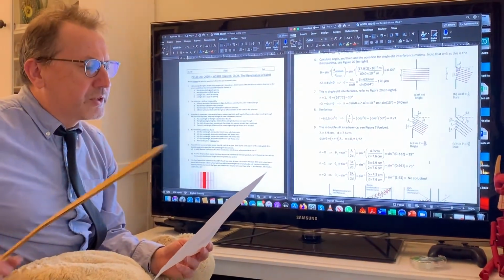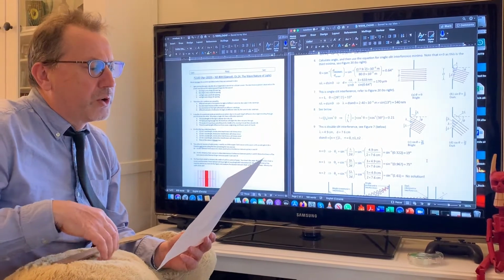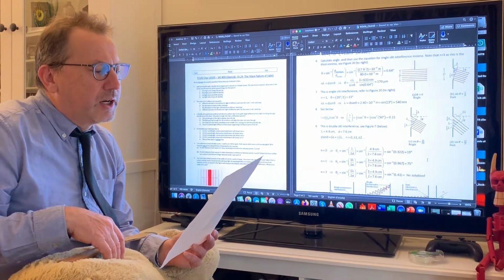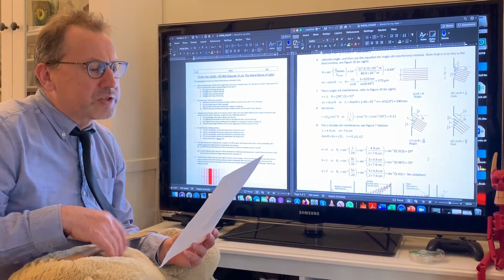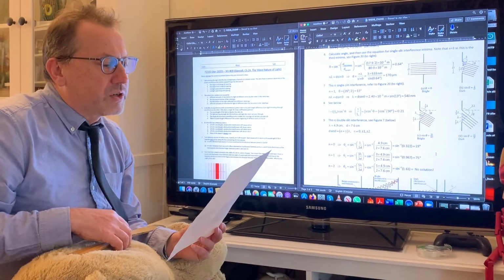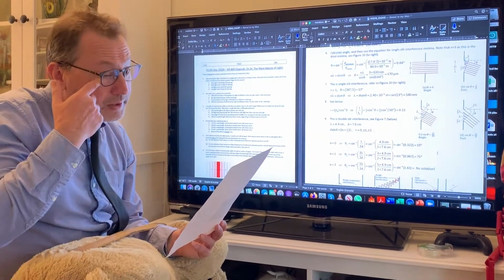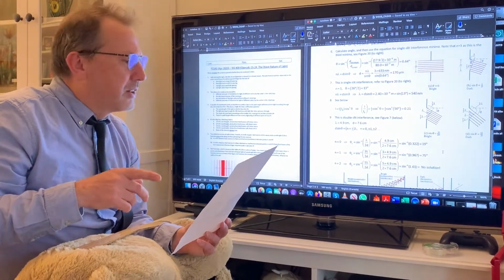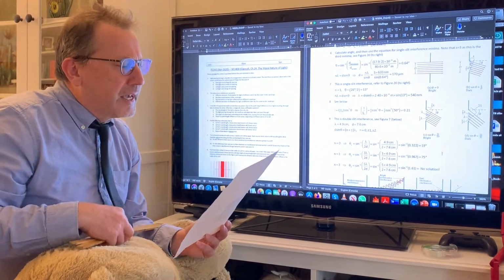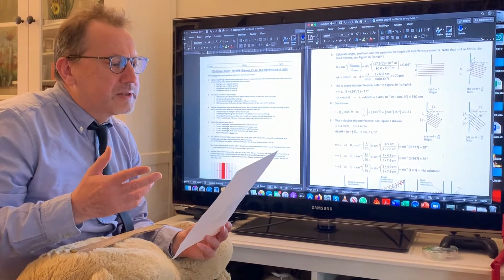Monochromatic light falls on a slit that is 2.40 times 10 to the minus 3 millimeters wide. If the angle between the first dark fringes on either side of the central maximum is 26 degrees, dark fringe to dark fringe, what is the wavelength of the light used? So again, this would be single slit, and the angle would be 13 degrees.